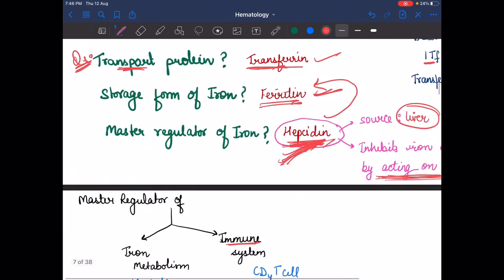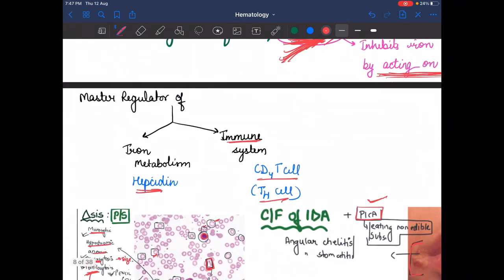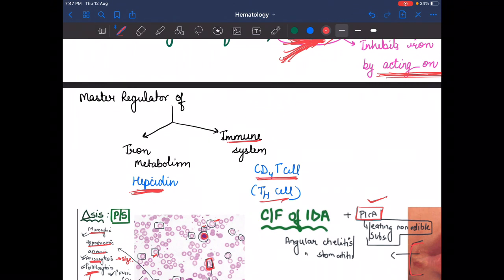Now let's move to the master regulator. The master regulator of iron metabolism is hepcidin, and the master regulator of the immune system is the CD4 T cell, that is the T helper cell. These were the two questions: the master regulator of iron metabolism is hepcidin and the master regulator of the immune system is the CD4 T cell, that is the T helper cell.